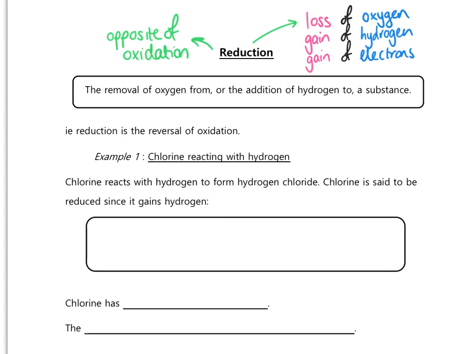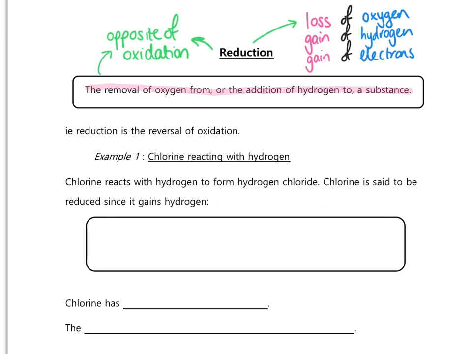So again, look at your definition. This is a key definition, and you'll notice that it's just the opposite of oxidation. Where oxidation was the addition of oxygen to or the removal of hydrogen from a substance, reduction is the opposite. It's the removal of oxygen from or the addition of hydrogen to a substance. So literally, it is the opposite definition of oxidation. Let's look at a few reactions which we can define as reduction.